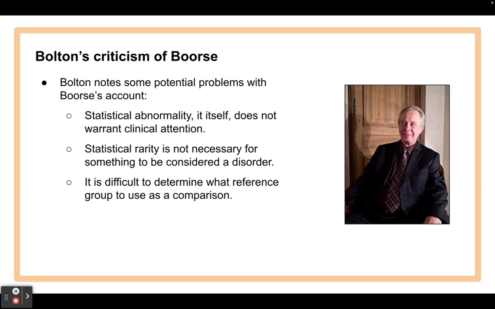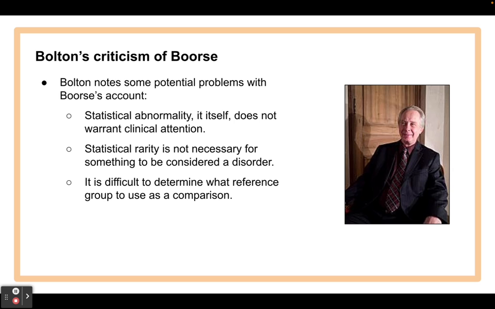And Bolton has several criticisms of Boorse's account. He mentions, for example, that statistical abnormality in itself does not warrant clinical attention. So there are going to be situations in which some functioning falls below what's statistically normal, right? Biological fitness might be reduced to some extent, but that doesn't mean that this is something that deserves clinical attention or like the attention of healthcare in general, right? So he thinks that's a sort of weird analogy that Boorse is making.